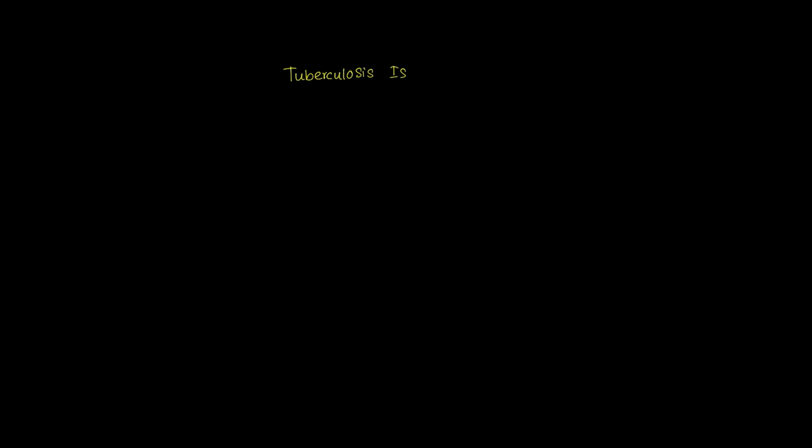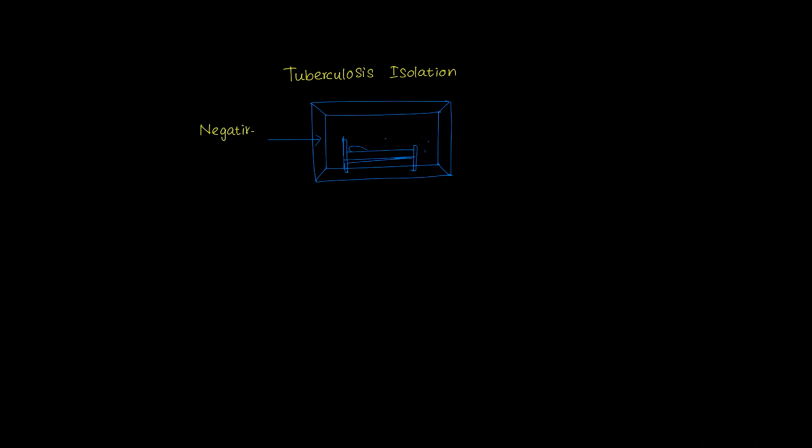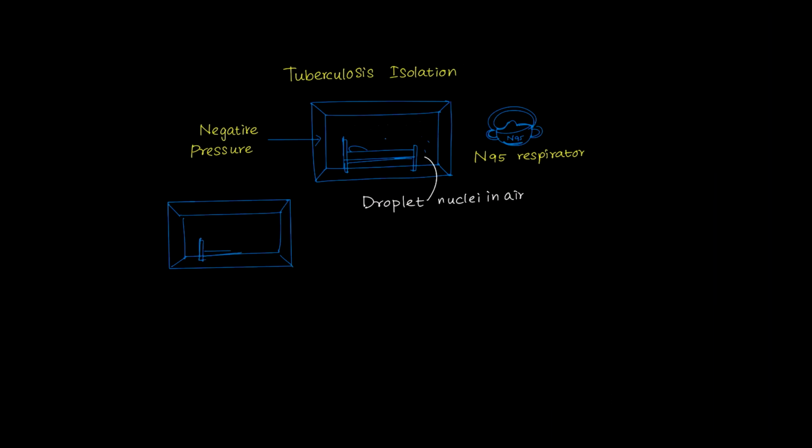Tuberculosis isolation is one of the most tested infection control topics, and the setup has to be exact. Active TB travels through tiny droplet nuclei that hang in the air for hours, so regular barriers do not work. The correct answer is a negative pressure room plus a fit-tested N95 respirator. Negative pressure pulls air into the room so that infectious particles cannot drift out into hallways. The N95 filters out particles small enough to reach the alveoli.